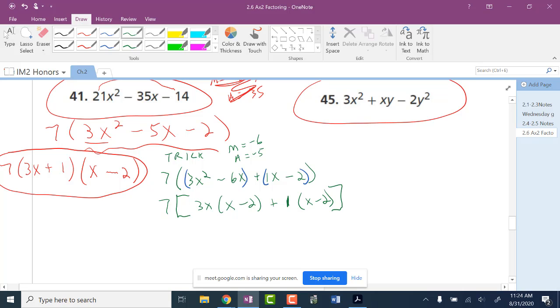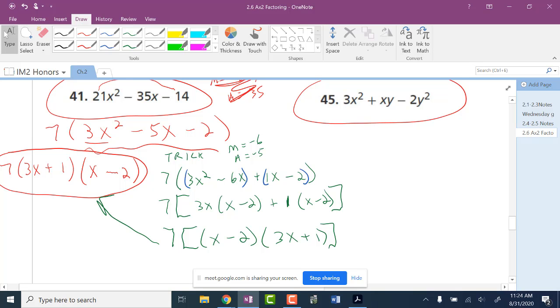And then you could see when you take out that x minus 2 GCF, I guess I'll leave those brackets. You're left with a 3x plus 1. Then I don't really need those brackets anymore, but I'll leave them there. And that is the same as that, so we're good.